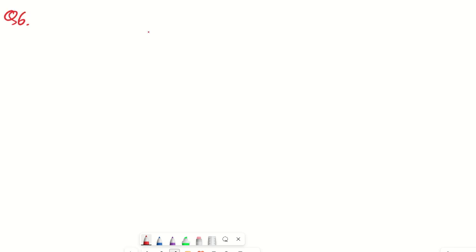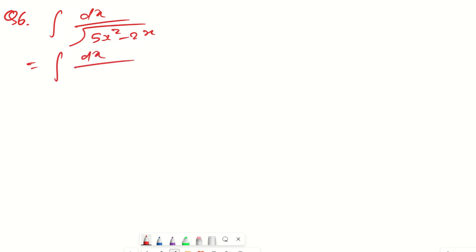So the question is integration of dx by square root of 5x square minus 2x. So we have always seen ax square minus bx plus c, something like that, or plus bx plus c. So our aim would be to change this particular term in terms of squares, right? So what we can do is take 5 out, so we'll have 1 by square root of 5, and then square root of x square minus 2 by 5 x, right?